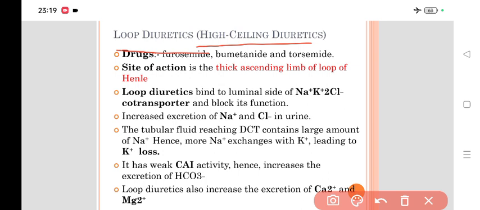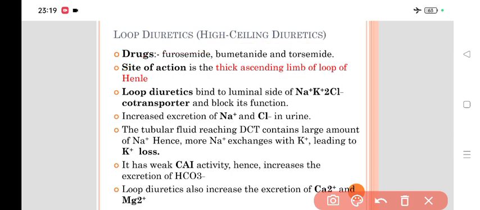Why is it called a loop diuretic? Because the site of action is the thick ascending limb of the loop of Henle. It acts on the loop of Henle. Which limb? The thick ascending limb. Hence the name, loop diuretic.